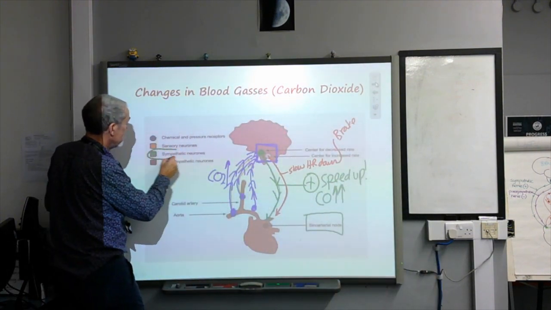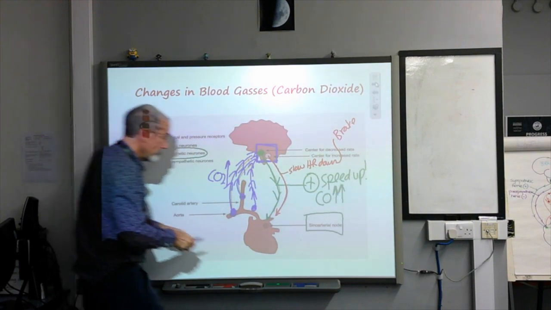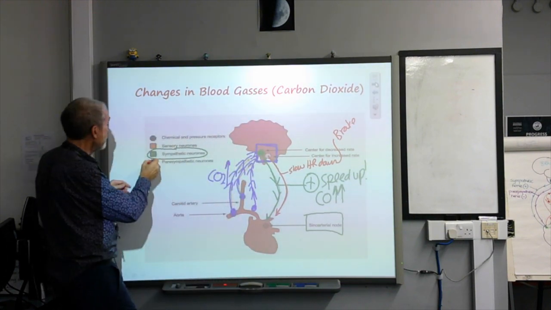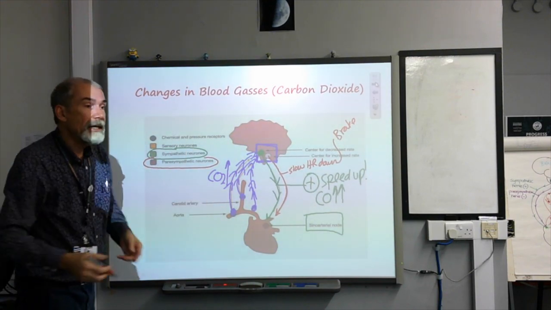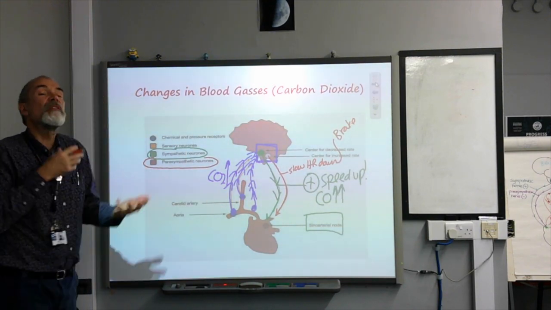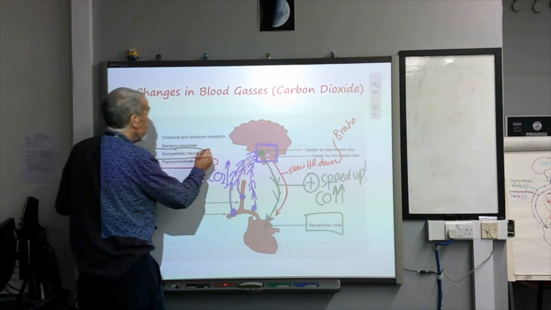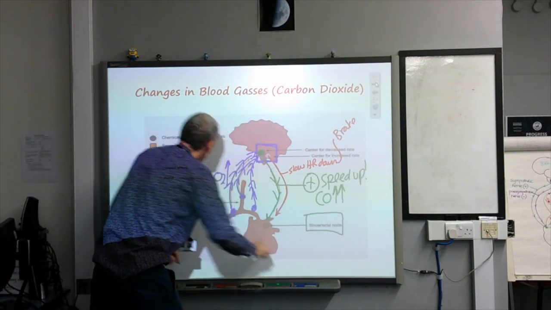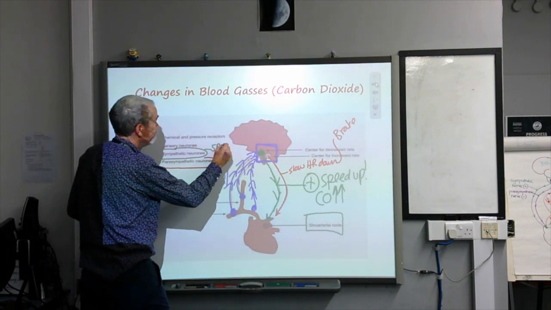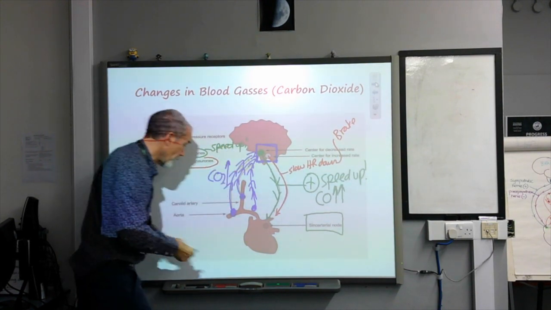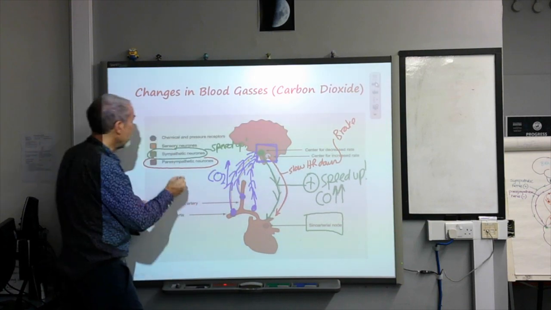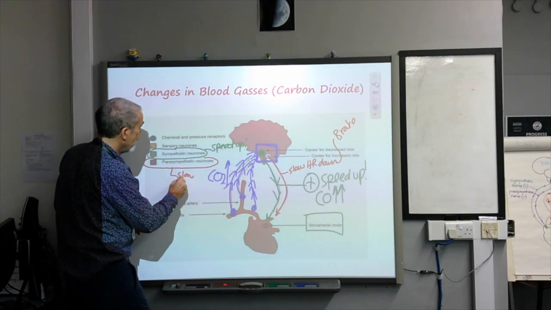Sympathetic, which is in green, and parasympathetic, which is in red. Broadly speaking, whenever we use these terms, sympathetic means speed up. Sympathetic nerves tend to speed things up. Parasympathetic nerves tend to slow things down.